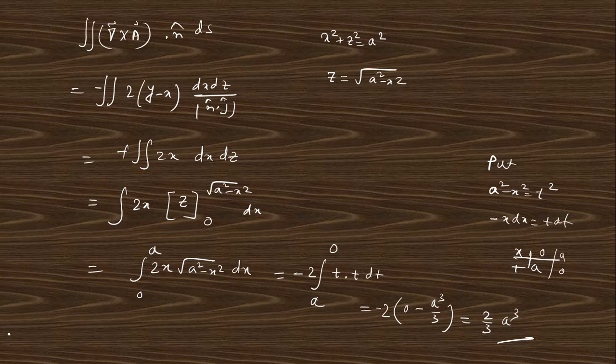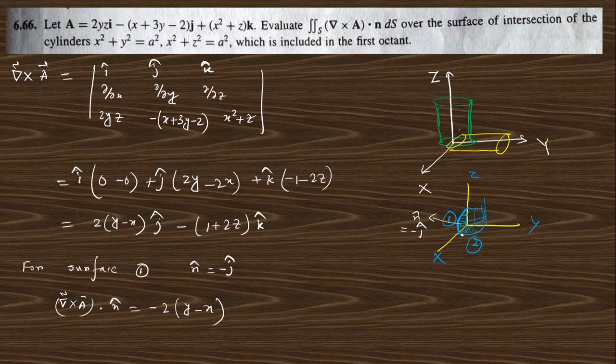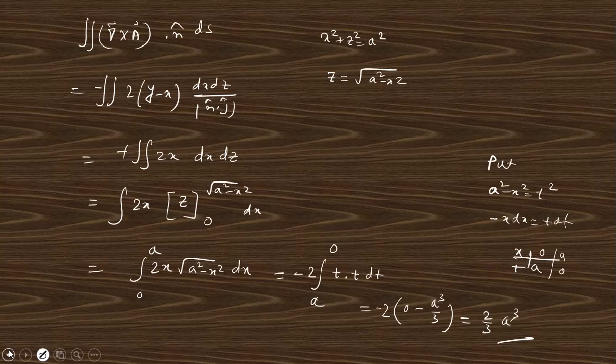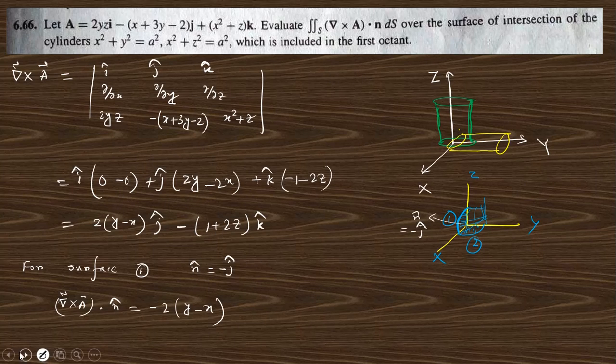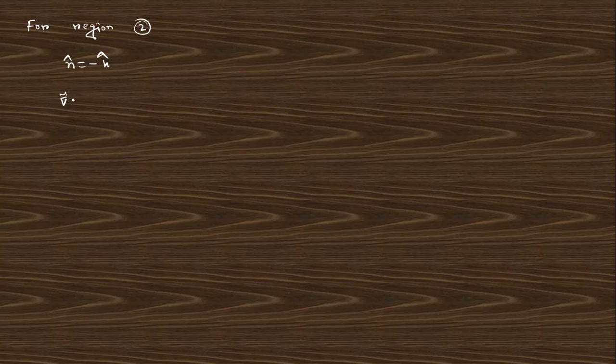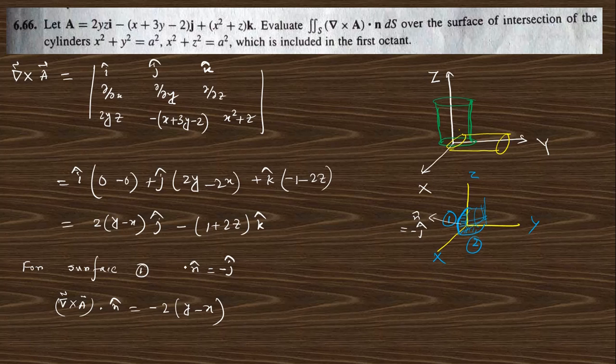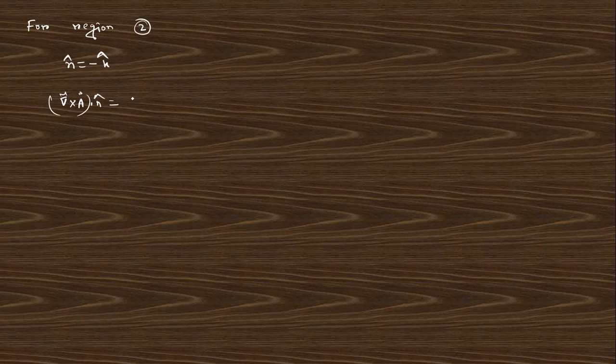Okay, next, if we want to find the integral in this region, n cap for region 2 will be minus k cap. So if we dot this vector with minus k, that is 1 plus 2z, that is curl of A dot n cap, this will be 1 plus 2z.